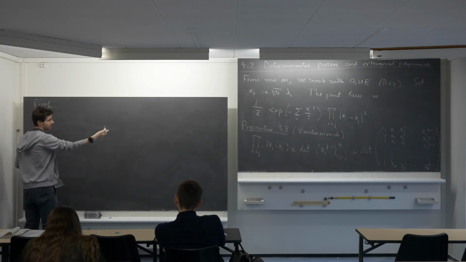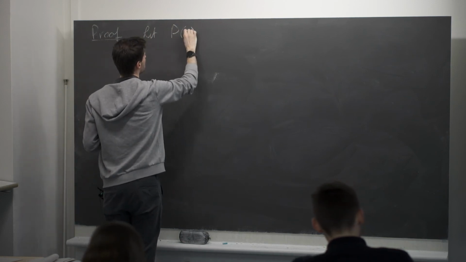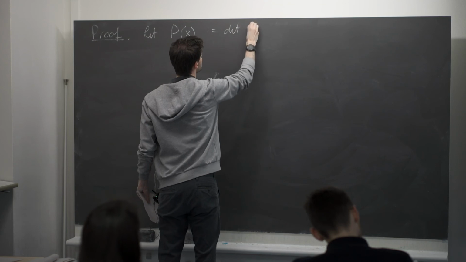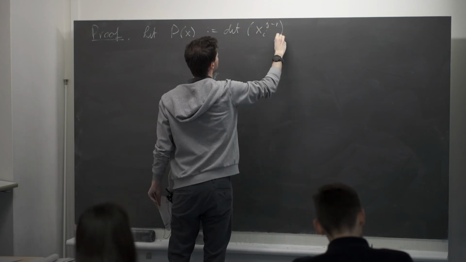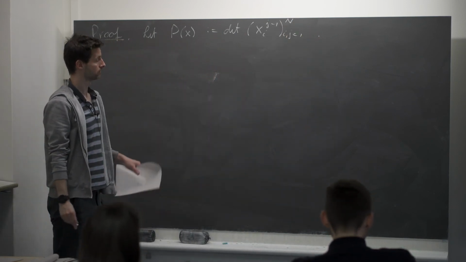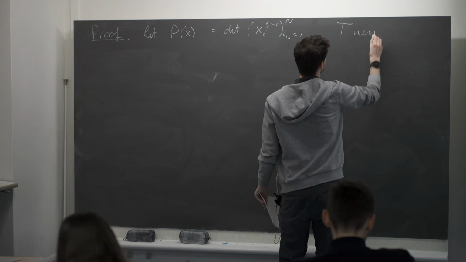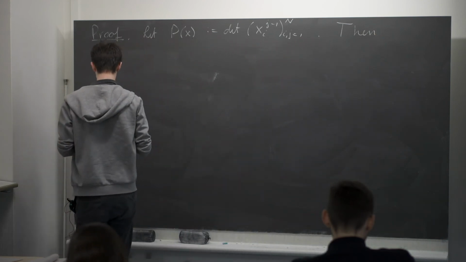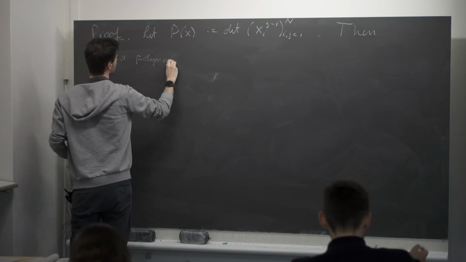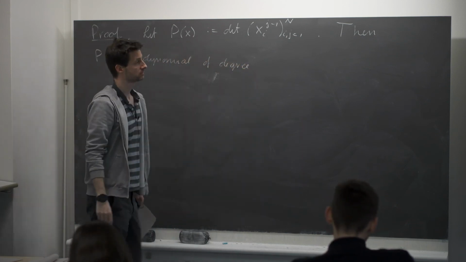So let me call this guy p of x. So let p of x be a multivariable polynomial in the variables x1 up to xn. And this is the determinant of xi to the j minus 1, where i, j goes from 1 to n. So now let's do some simple observations about this polynomial. What's the degree of this polynomial?